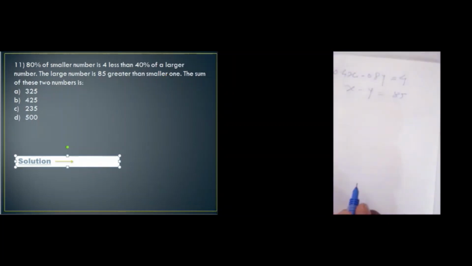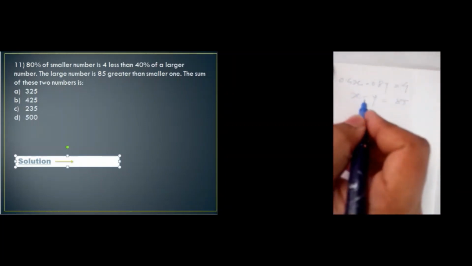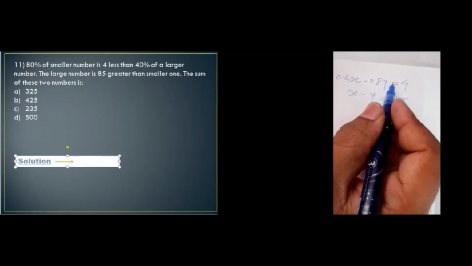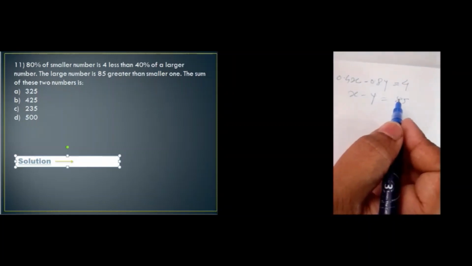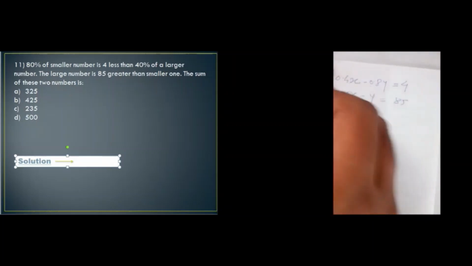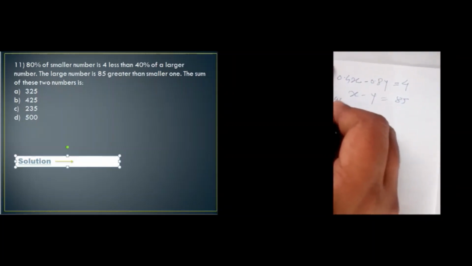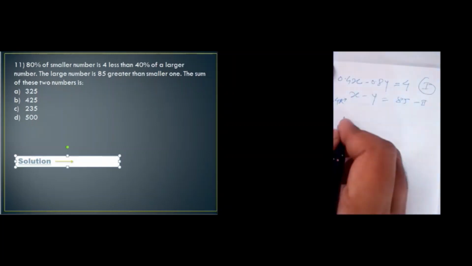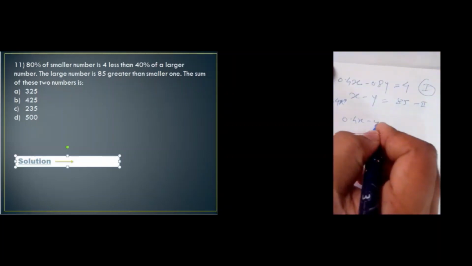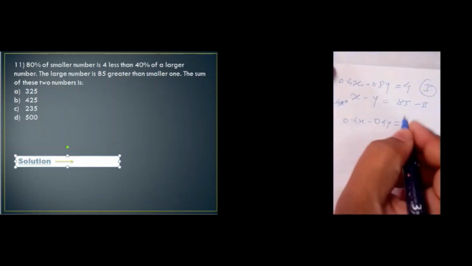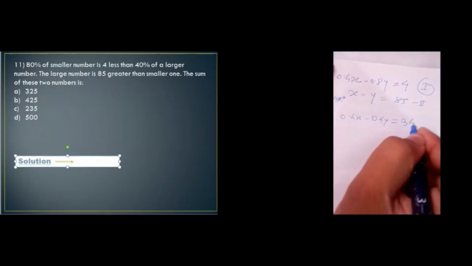So we have these two equations: 0.4x minus 0.8y equal to 4, and x minus y equal to 85. Simply we will have to equate these equations. If I multiply the second equation by 0.4, it becomes 0.4x minus 0.4y equal to 0.4 into 85, which is going to be 34.